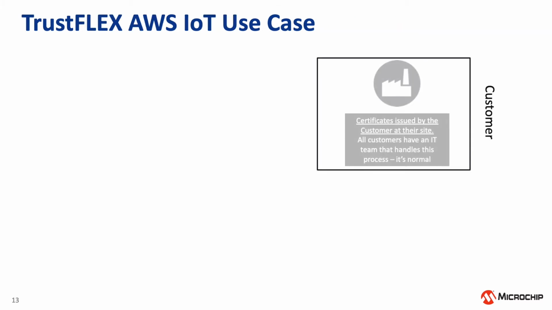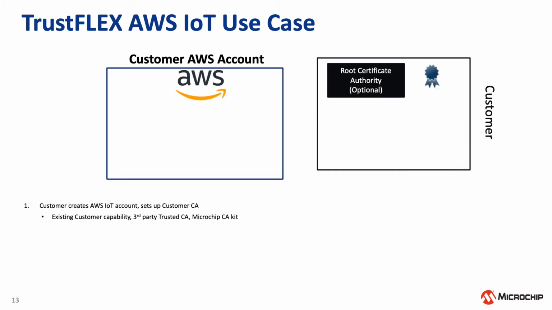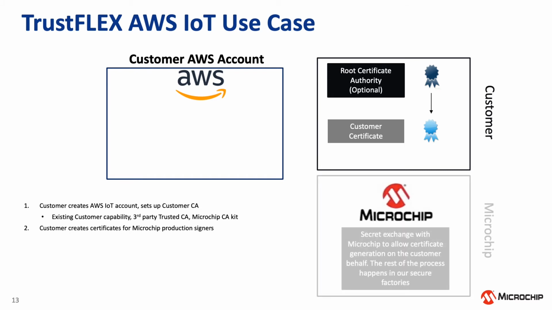From an AWS IoT use case, we take that certificate chain that I illustrated before. The customer will initiate their customer certificate. Either they start from a root certificate authority, or they start directly at the customer certificate, either or. We've seen both cases. It doesn't really matter, because for us at Microchip, what we want to do is to create production signers, and that's what's happening. There is a secret exchange with Microchip to allow certificate generation on the customer's behalf, and that's what I was mentioning just a minute ago.